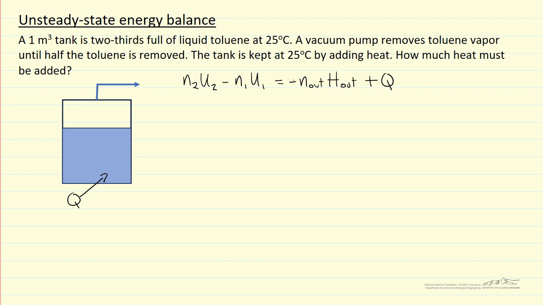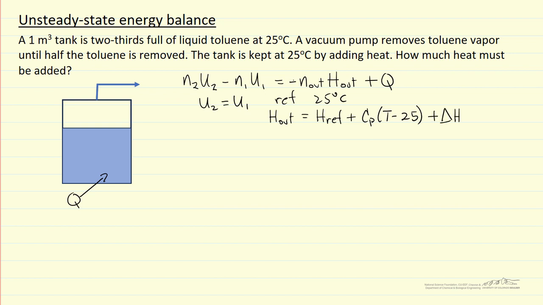Now, U1 and U2 are equal because we're at 25 degrees, and we could set them equal to a reference temperature, and we'll make the reference temperature 25 degrees C. So then H out would be H at the reference temperature, plus the heat capacity term if the temperature is above our reference temperature of 25, so this term is going to be 0, plus the fact that it's a vapor, so the heat of vaporization. This, of course, is a liquid.